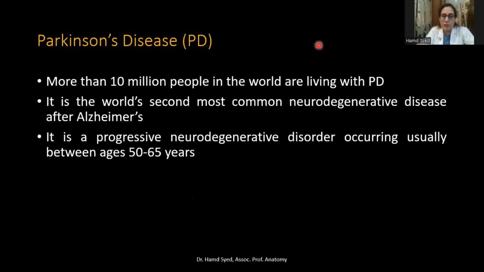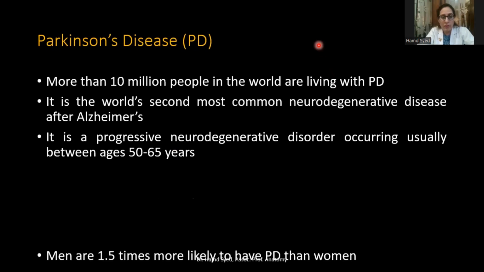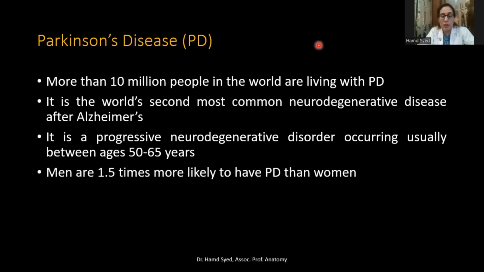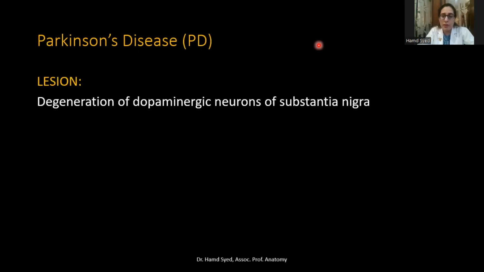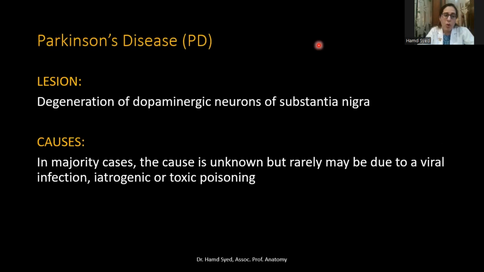It is a progressive neurodegenerative disorder, meaning the symptoms worsen over time, and the age at which it occurs is usually 50 to 65 years. And men are also seen to be 1.5 times more likely to have Parkinson's disease than women. Now, in Parkinson's disease, the lesion is present, remember, within the substantia nigra, where there is a degeneration of the dopaminergic neurons. And the cause in the majority of cases is not clear.